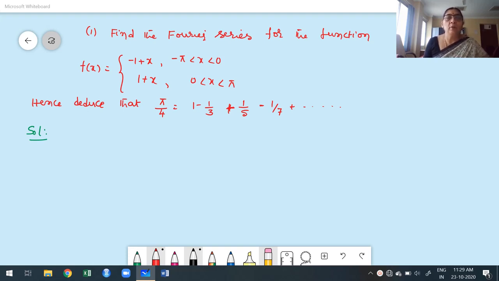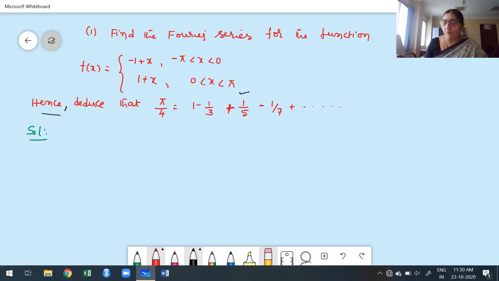Now, one of the problems is already written on the board. Find the Fourier series for the function f of x equals minus 1 plus x for x lying between minus pi to 0, and 1 plus x for x greater than 0 less than pi. And hence, deduce that pi by 4 equals 1 minus 1 by 3 plus 1 by 5 minus 1 by 7, etc. We will do the deduce part later. First, we have to construct the Fourier series for the given function.